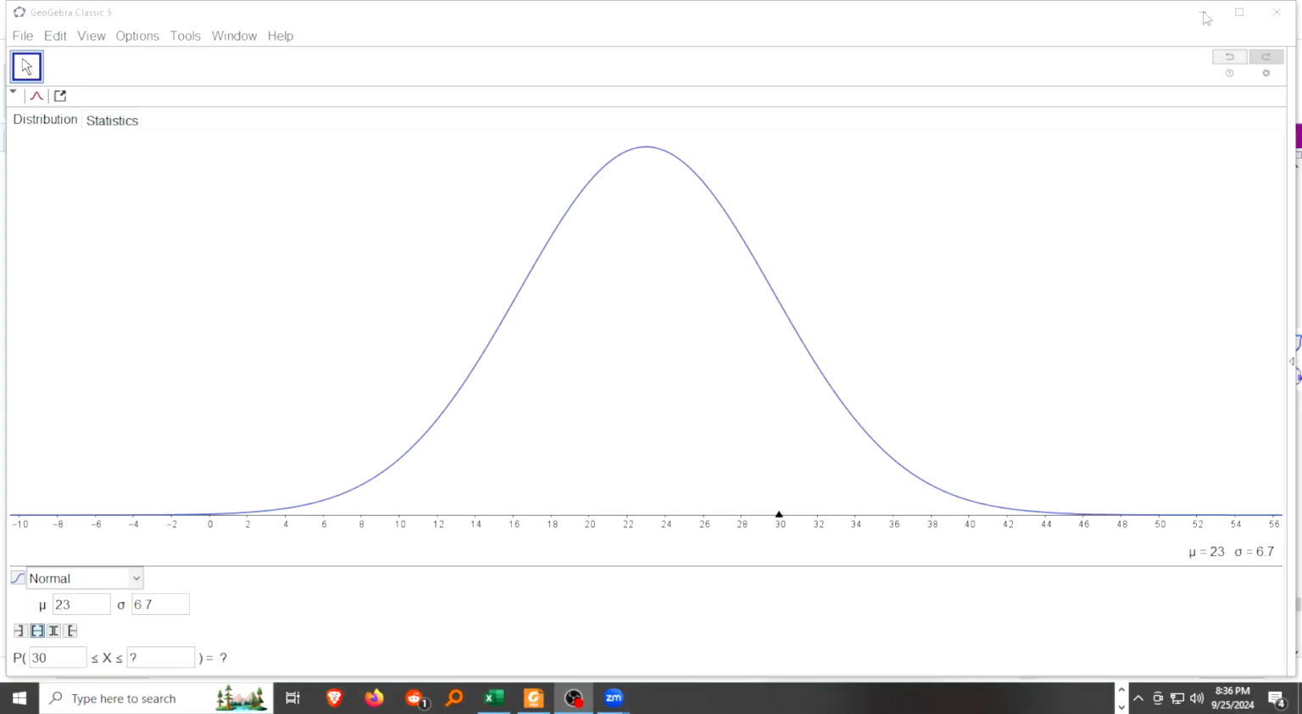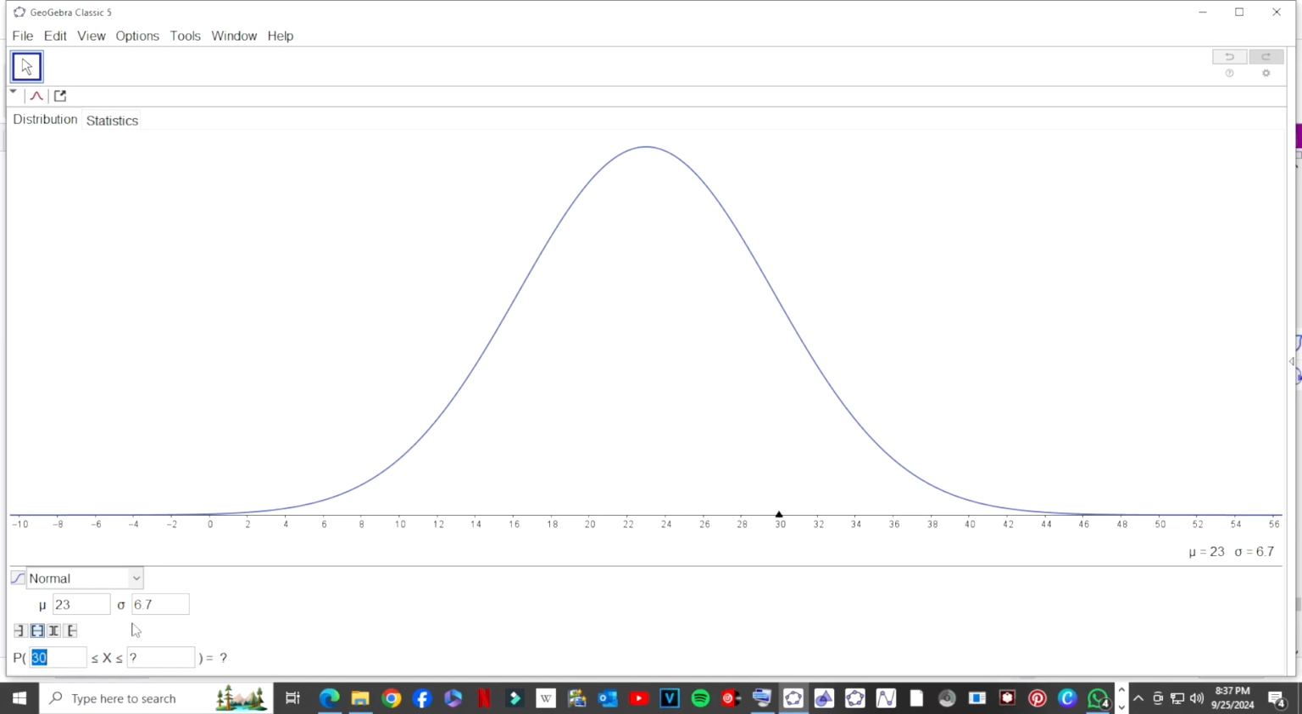Now let's consider how our graphs look. We see that this is a normal distribution. The mean is 23, and the standard deviation is 6.70 as we are given. But then we were told that the probability that x is greater than 30 is 0.1480. So we want to ascertain that and also see how the curve looks in that case.